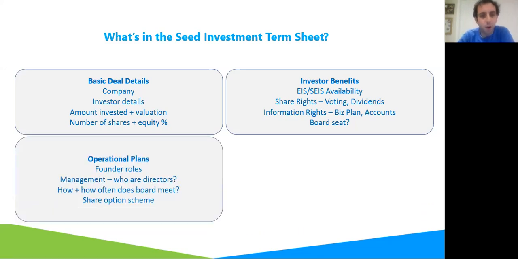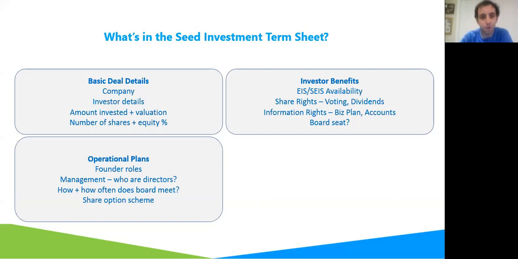The next thing is operational plans. Founder roles: they might want to know what you're doing, and they might also want to commit you to a vesting schedule to make sure you actually remain with the company, so that you earn your shares over time. If you leave in 2 years, you don't get to just walk away with 50-80% plus of the company, because that would be too high a risk.